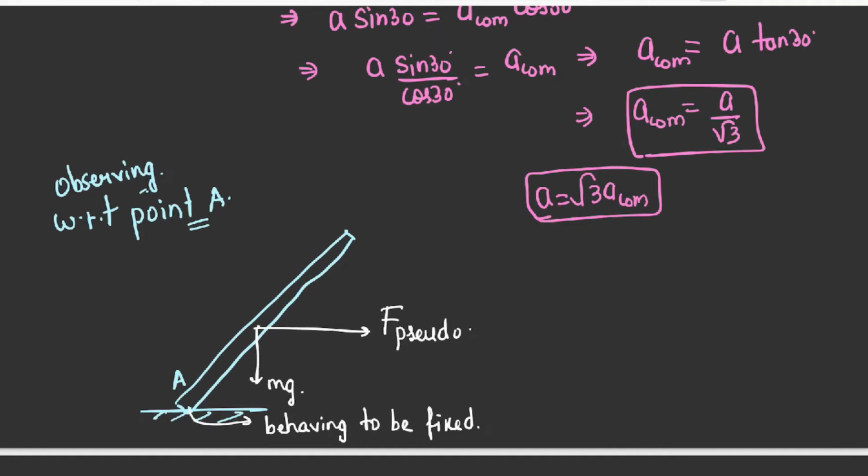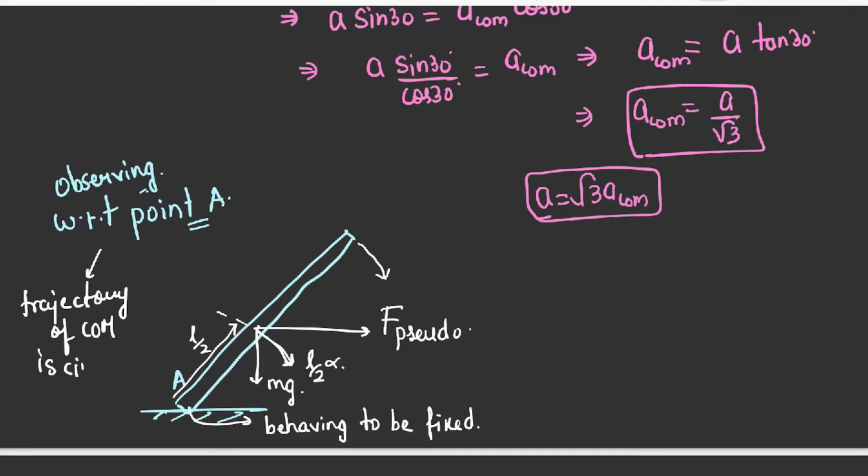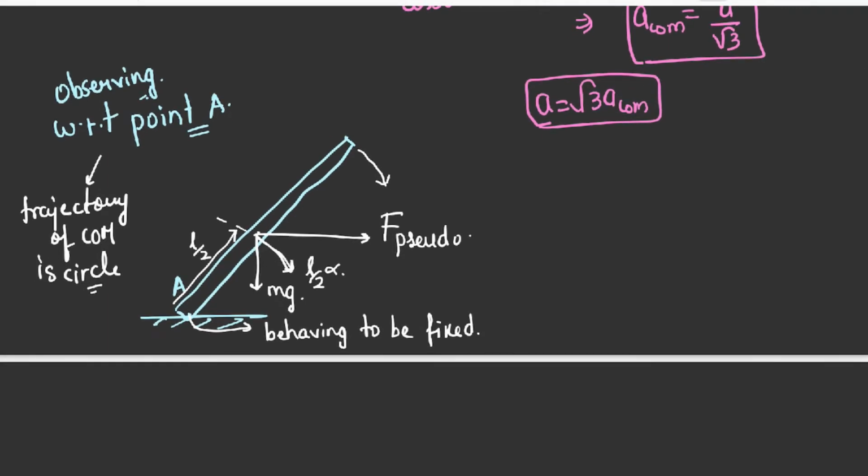Now with this point fixed, this rod is feeling to be rotating like this. That means it will have a rotation like this, and an acceleration L by 2 alpha, as the radius is L by 2. There is no problem here. It's now doing circular motion. That means with respect to point A, the trajectory of the center of mass is a circle. That you need to understand here.